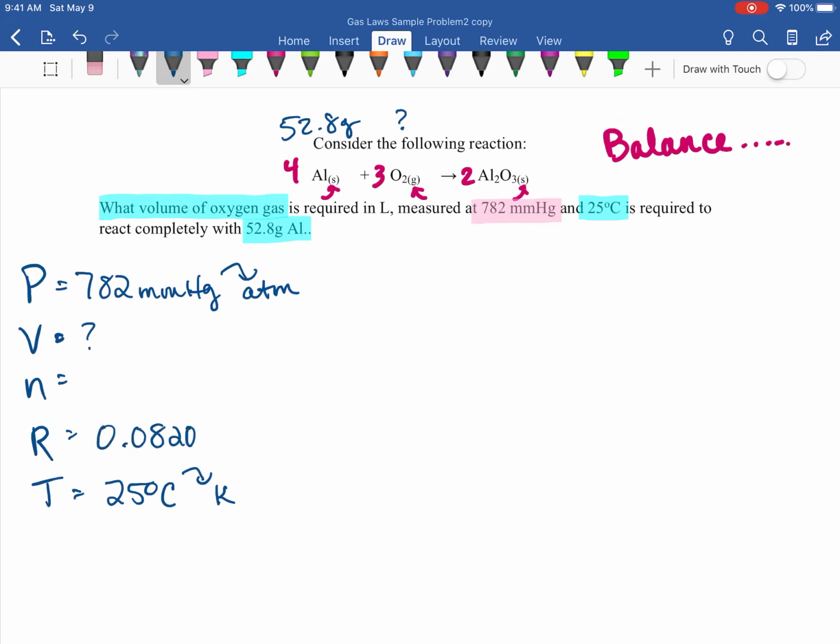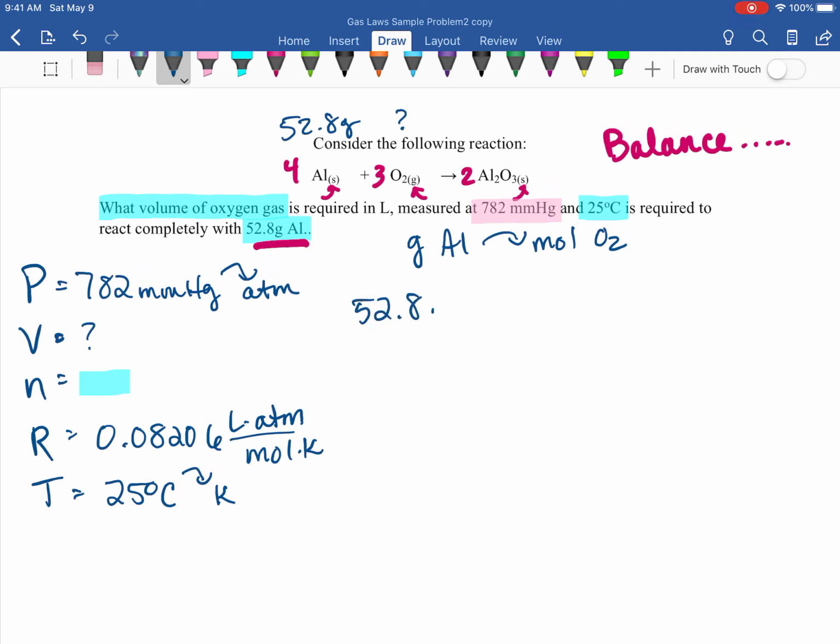Okay, perfect. So what do we do then? We know R. All right, let's put in R. And then we're going to need to get n somehow. We're going to do that exactly like Unit 3, just like our last problem. We're given grams of aluminum, and let's convert that to moles of oxygen. We're literally going to take those grams of aluminum and convert to moles of oxygen.